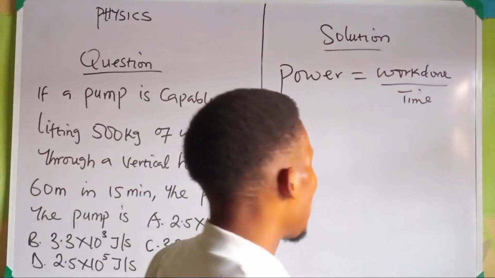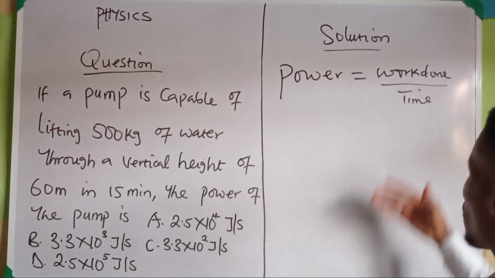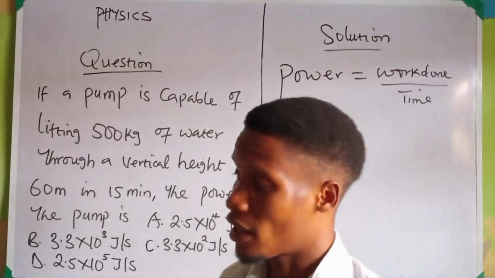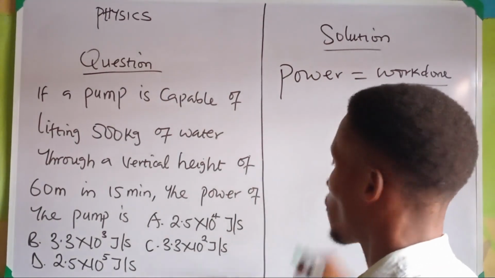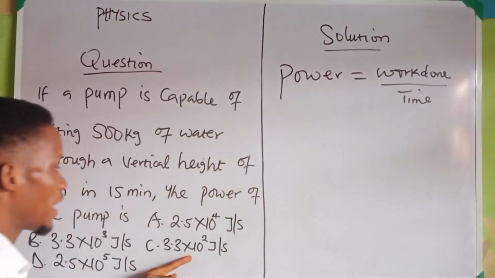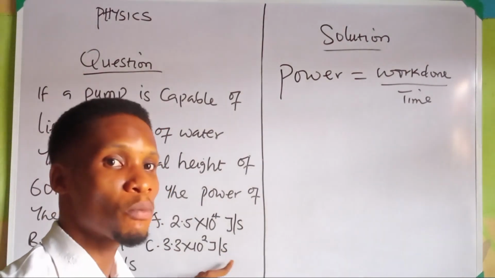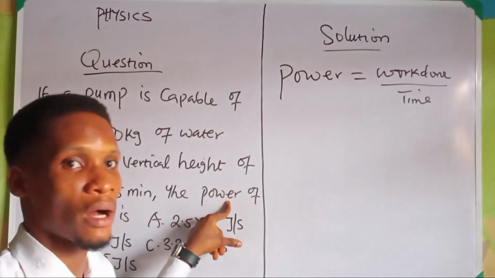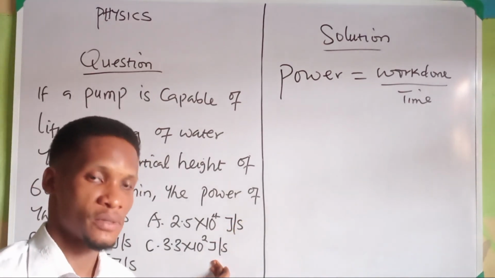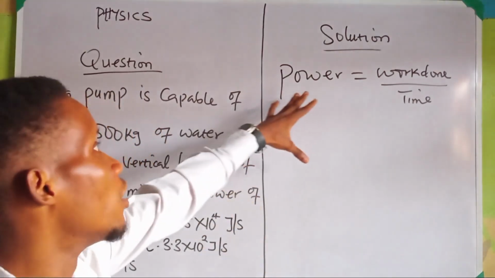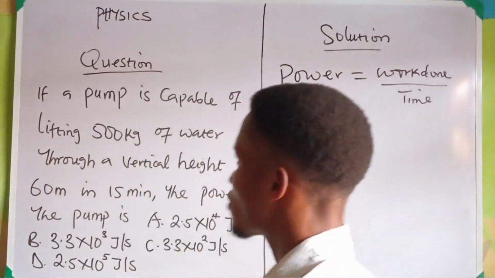But remember, our time here is given in minutes. So you need to convert this time to seconds. But even if you don't want to convert it to seconds, it's still okay. But it's advisable that you convert it to seconds first before you continue solving. Why? Because the unit of power is joule per second, or we call it watt. So that is the reason why you should convert this to seconds. But even if you don't want to convert, you can still solve with minutes.